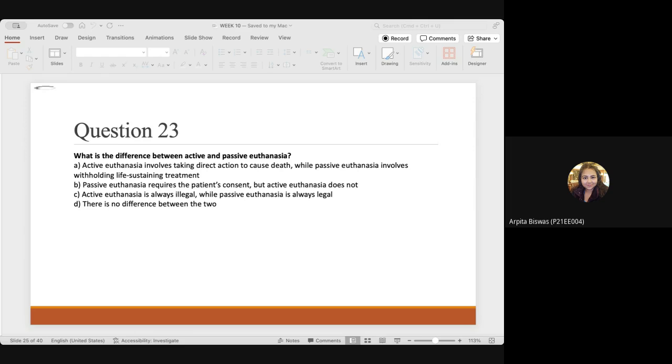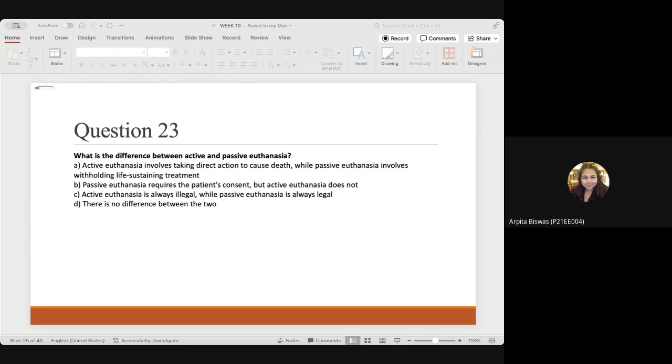So what is the right option? So the right option is option A. Okay. Active euthanasia involves taking direct action to cause death, while passive euthanasia involves withholding life-sustaining treatment.